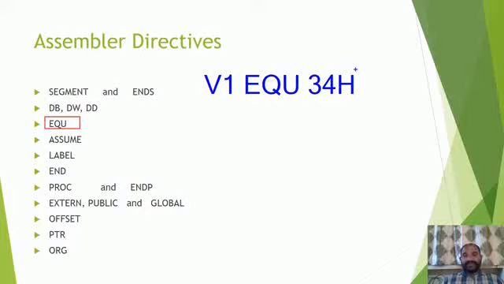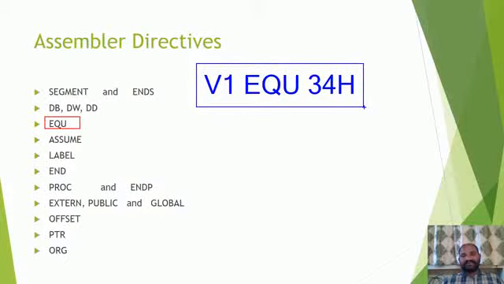By using the statement v1 EQ 34h, I'm asking the assembler that wherever you see the v1 variable, replace this v1 with the 34h data. Replace this particular v1 with the 34h data. That means the EQ statement is used for declaring constants.